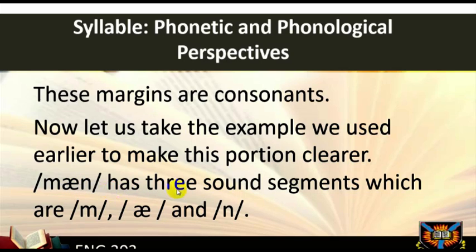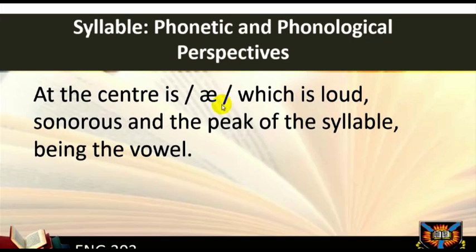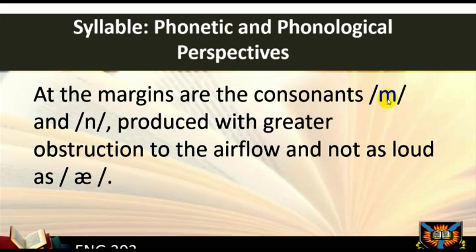Now, let us take the example we used earlier to make this portion clearer. Man has three sound segments, which are M, A, and N. At the center is A, which is loud, sonorous, and the peak of the syllable, being the vowel. At the margin are the consonants M and N, produced with greater obstruction to the airflow and not as loud as A.